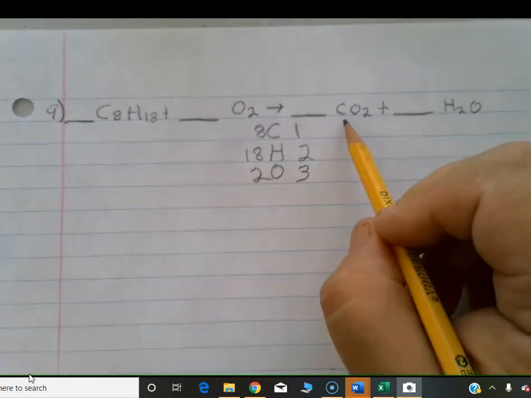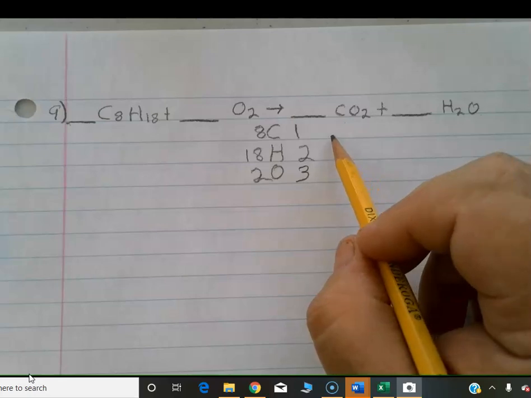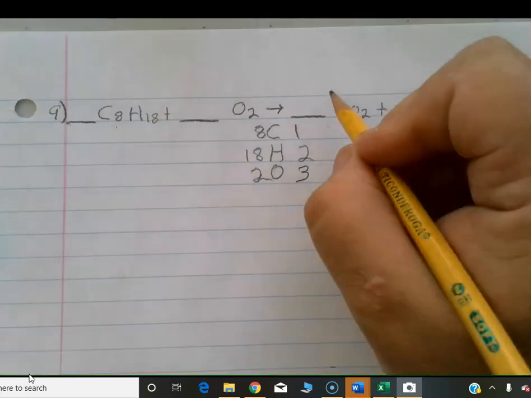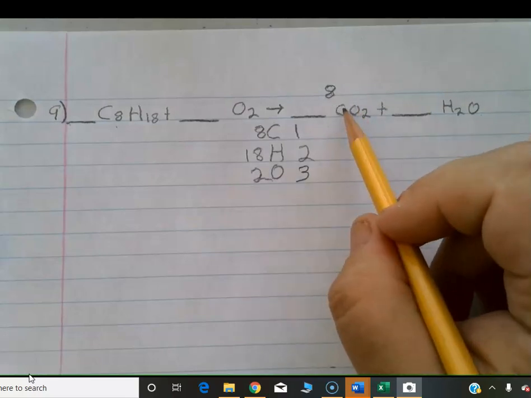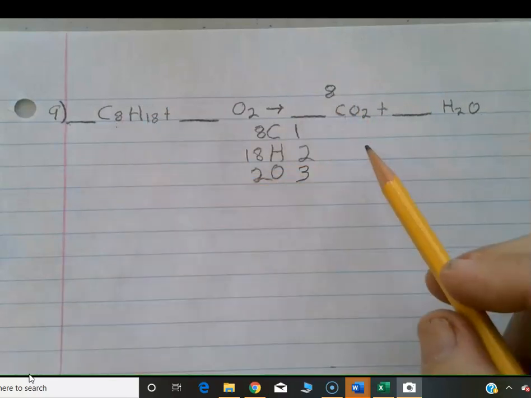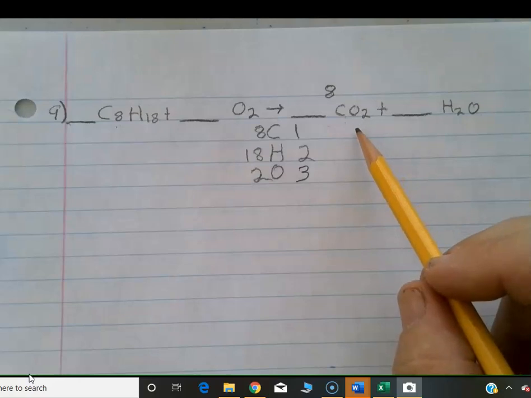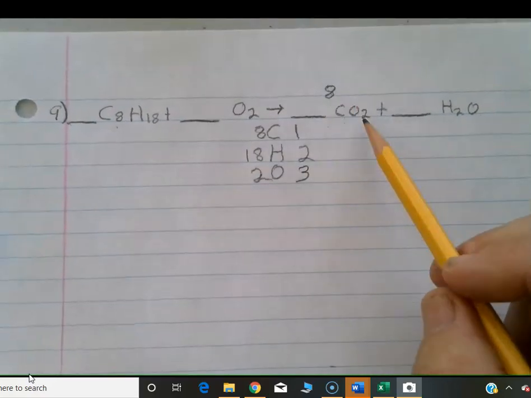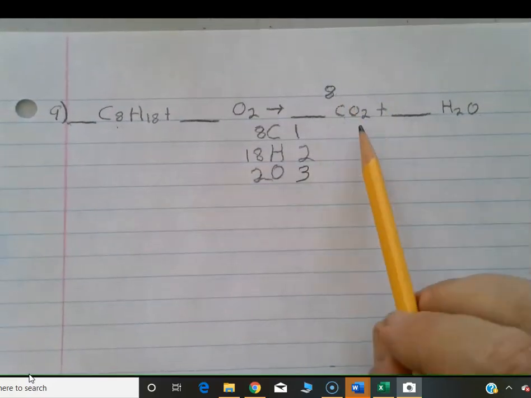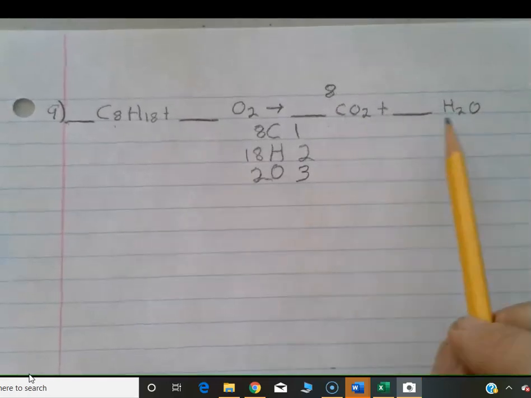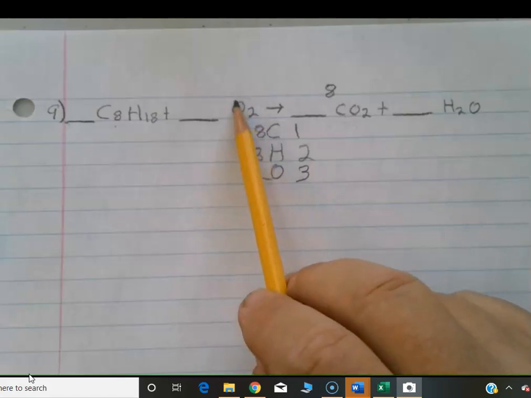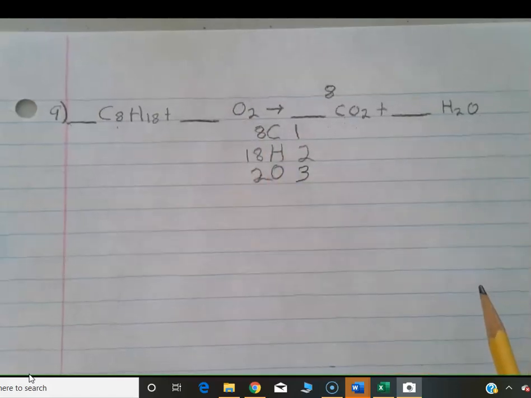Well, we can start with carbon. It looks like the easiest to balance. There's 8 on this side, 1 on this side. So I'm going to make this an 8. So now I have 8 carbons there, and I have 8 carbons there. Now what I also did was I added to my oxygens. I want to stay away from oxygen until the very end, because if there's 2 of them there, 2 on the same side of the arrow, and it's a lone element there, I don't want to do those. So let's jump on over to hydrogen.